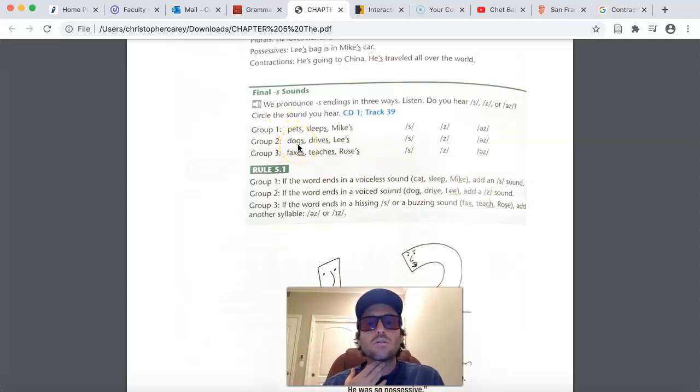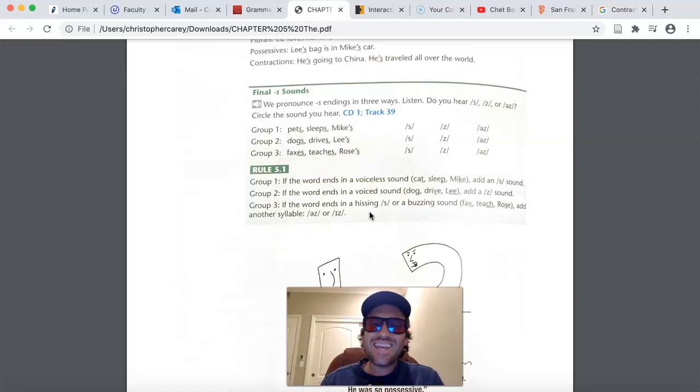Dogs, dogs. Drives, drives. Lees, lees. So you notice voiced and voiced. This is a voiced consonant sound to go along with voiced sounds that precede it. This is a voiceless consonant sound to go along with voiceless sounds that precede it. So that can help you remember. Voiceless with voiceless, voiced with voiced, and then the last one is a bit more tricky.